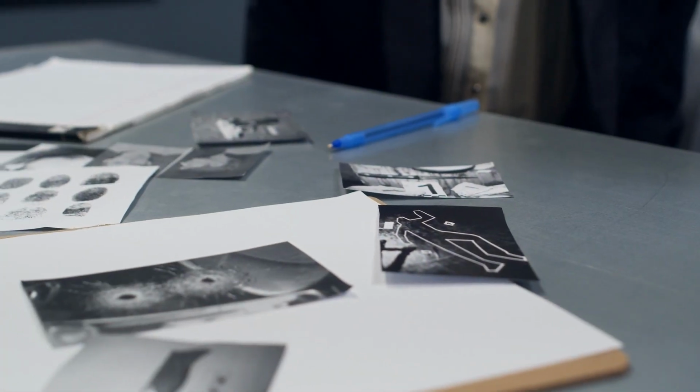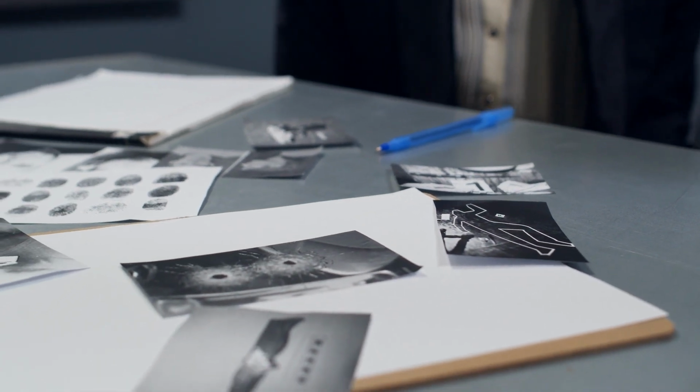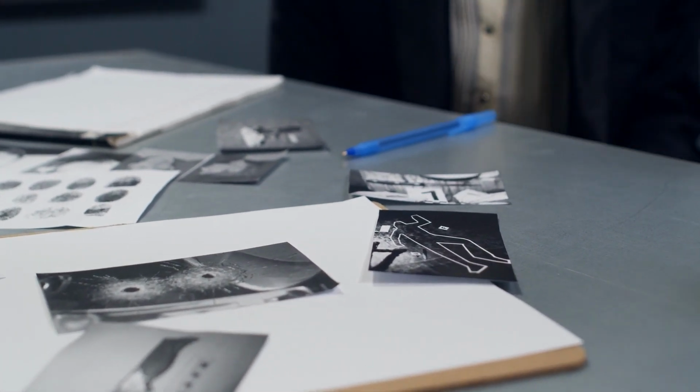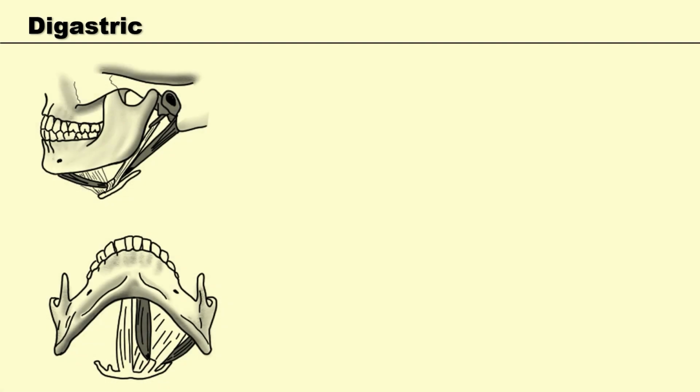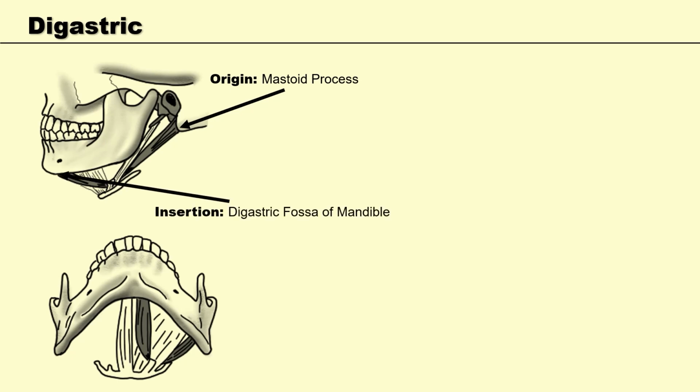If you are a fan of crime dramas, you'll know that the hyoid bone is a floating bone in the neck that is frequently broken during strangulation. The digastric muscle has two bellies, one anterior and one posterior belly. These bellies are continuous and travel through this small loop of connective tissue. It originates on the mastoid process and inserts into the deep part of the anterior mandible called the digastric fossa.